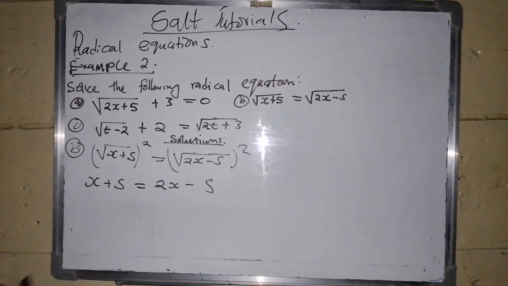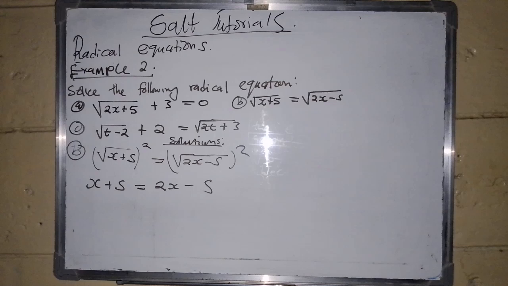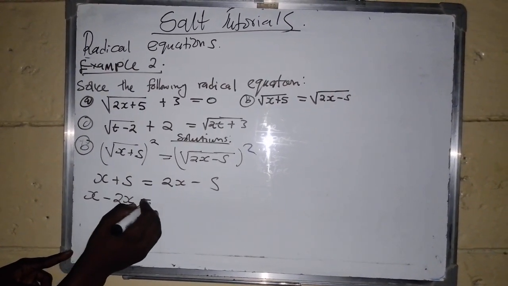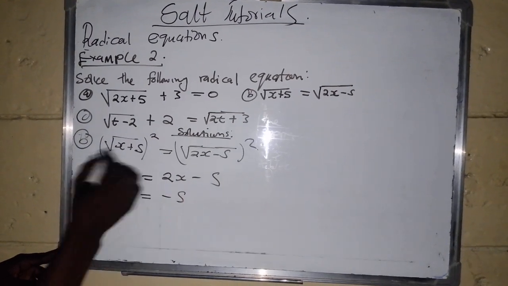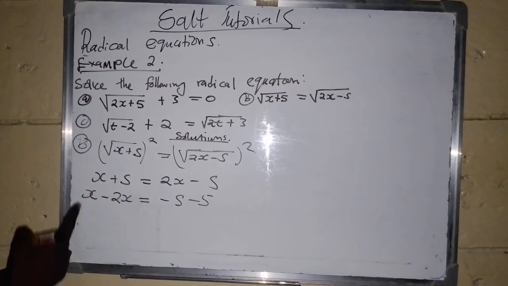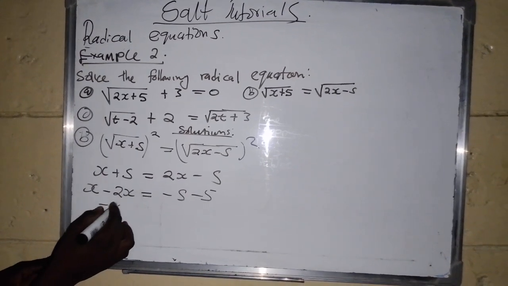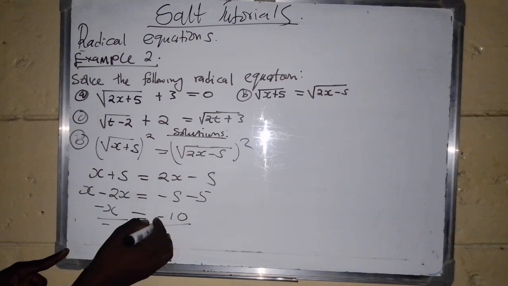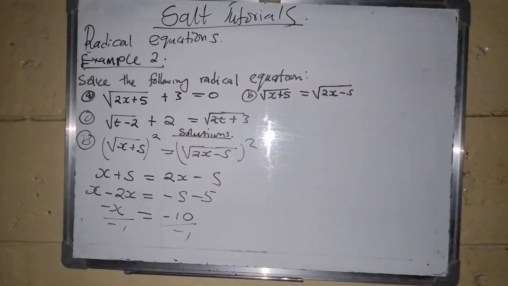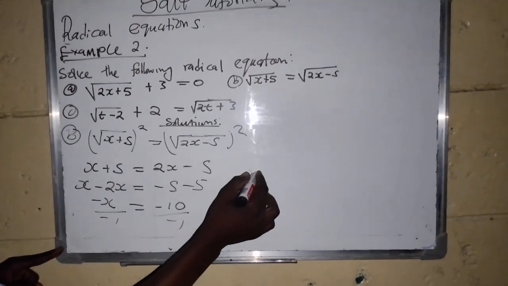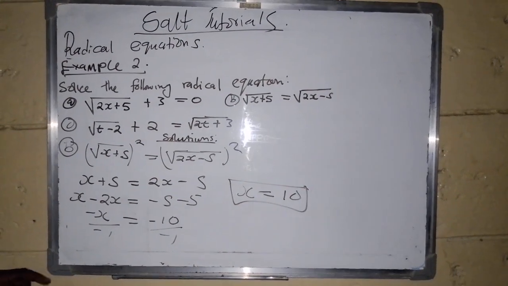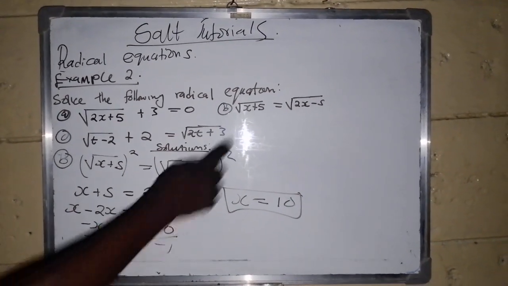And then from there, we just look at the issue of like terms, where we're talking about x minus 2x to be equal to negative 5 minus 5. X minus 2x, I'm having a negative x, negative 10. We simply multiply both sides by negative 1, so that we can have our x to be equal to positive 10. So this will be the value of x for the second expression.